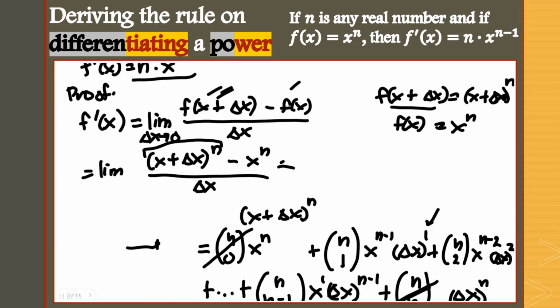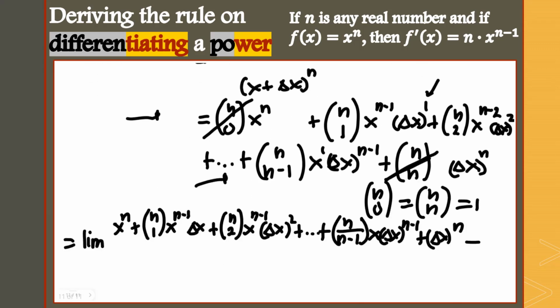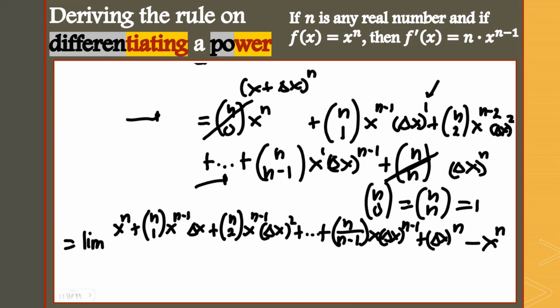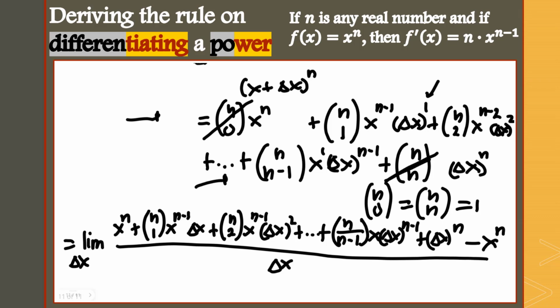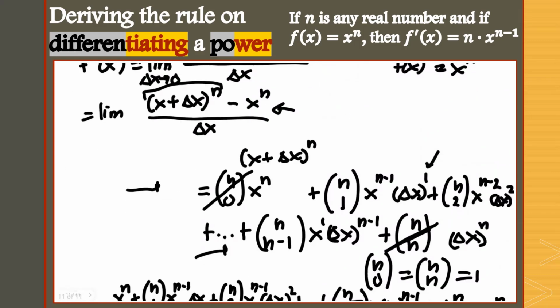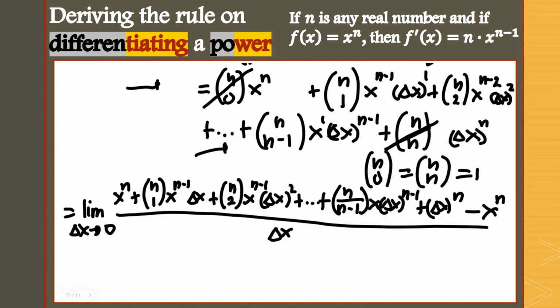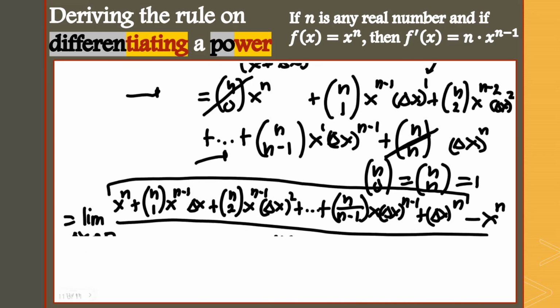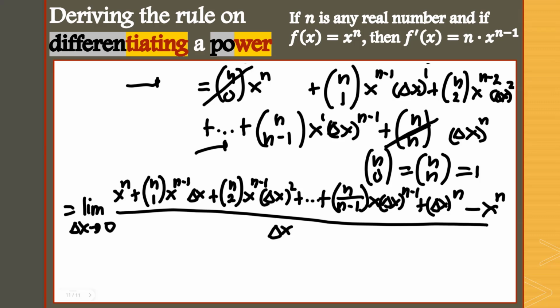Take note, we still have this form, minus x to the power of n, all over delta x, as delta x approaches 0. Other references would like to use h because it will not complicate the proof, but this is the proof using delta x. Now, I'm combining them. Again, this entire form here is just this. Using the binomial theorem, we had that difficulty because the exponent is n.